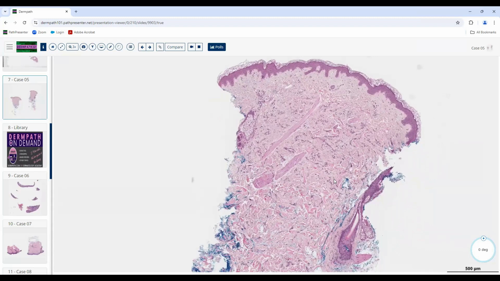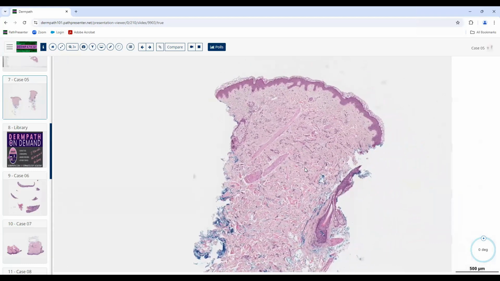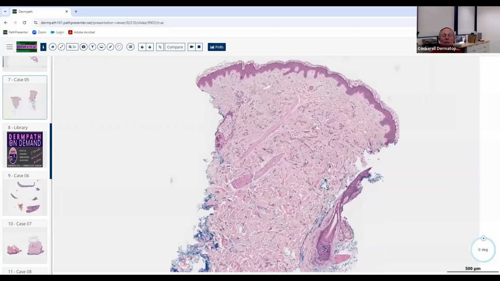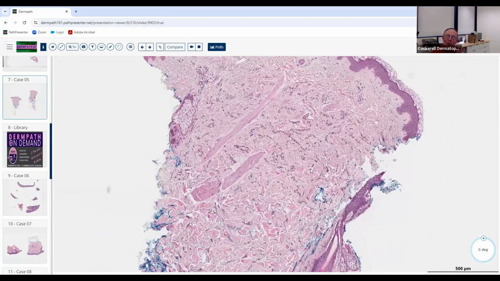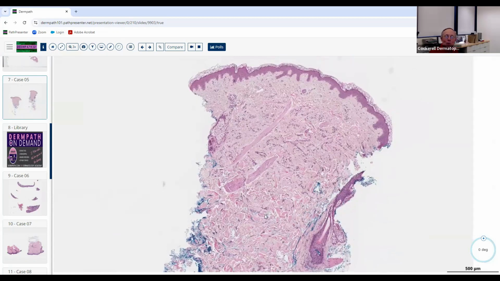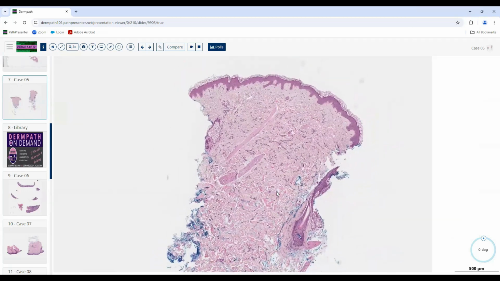Yes. Can you tell based on just the architecture whether it's benign versus malignant? At this power, probably actually. I think you can, but I'm not certain. Well, you said you can, so you have to tell me why you think you can.